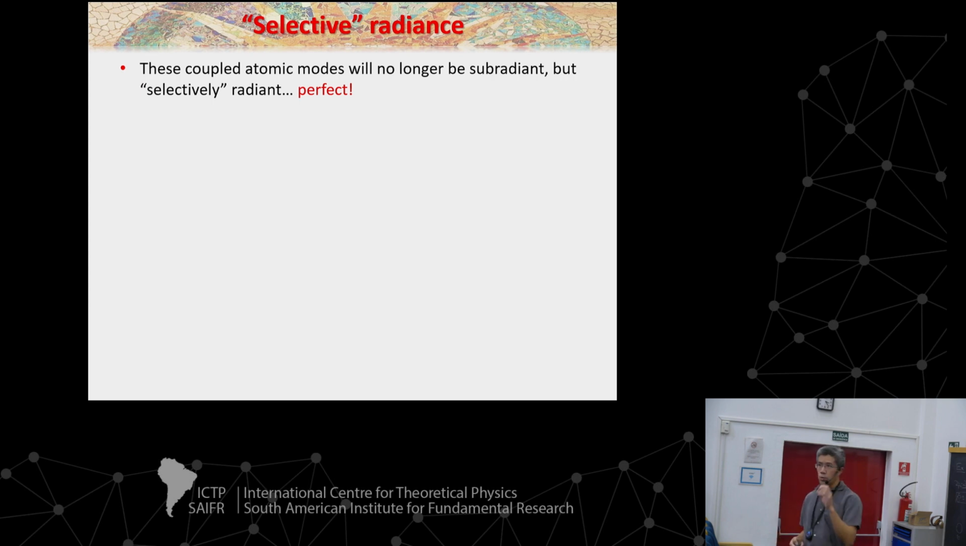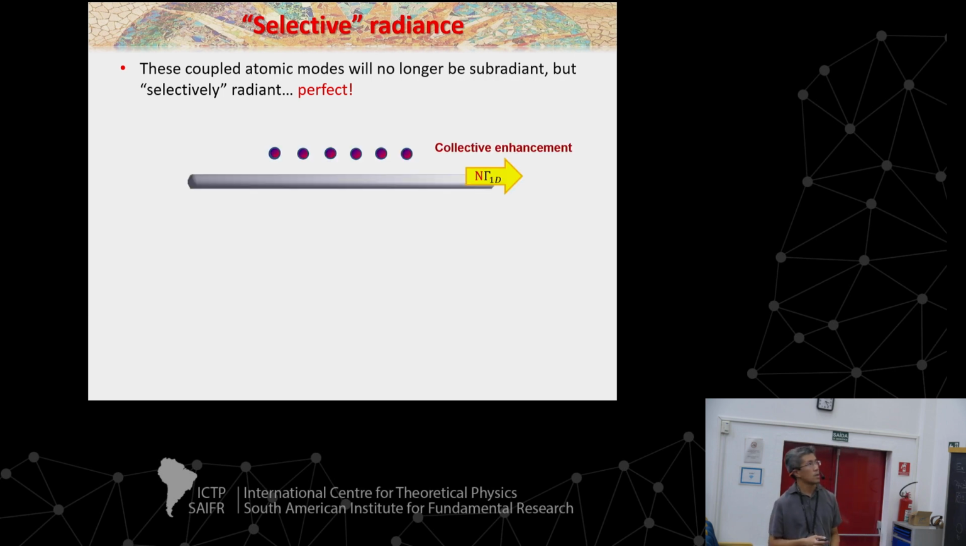But it turns out if you want to build an efficient atom-light interface, like for a quantum memory or photon-photon gate, etc., that situation is perfect. It's exactly what you want. So we call it, not subradiance, but selective radiance. And the reason is, in a cartoonish way, the following. If I take a chain of atoms with one excitation, what this coupling to the nanofiber does is it gives you a collective enhancement of emission into the nanofiber. So even though you have one excitation, that excitation can now radiate efficiently into the nanofiber.